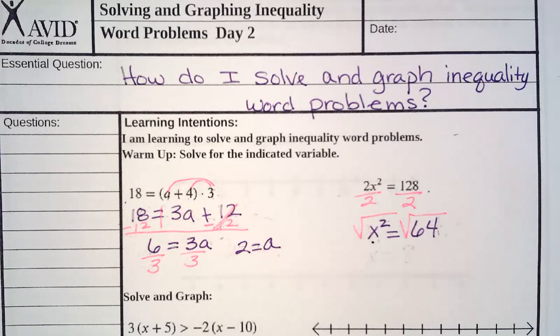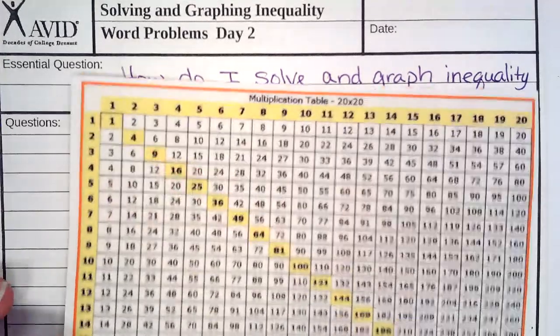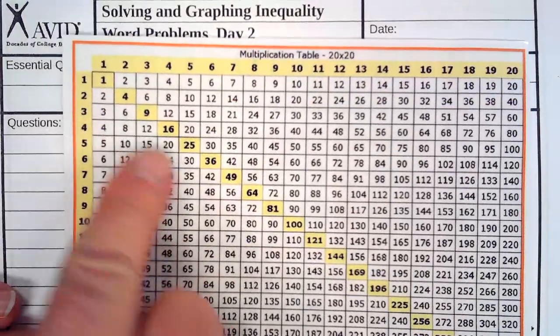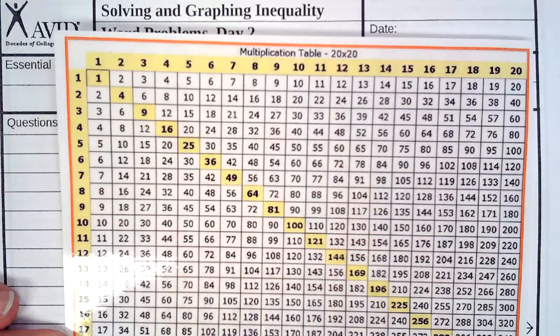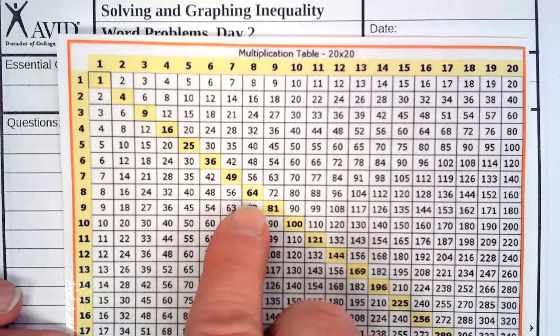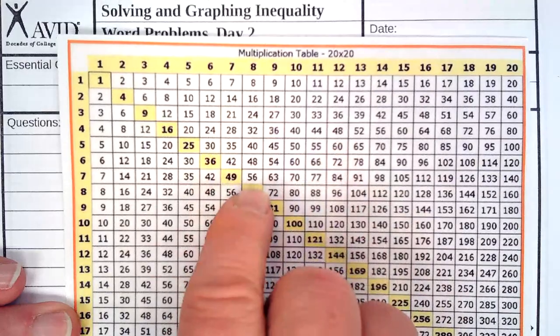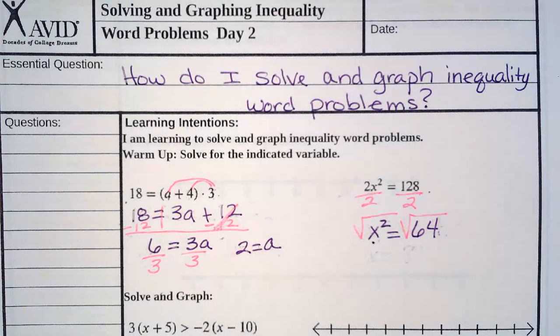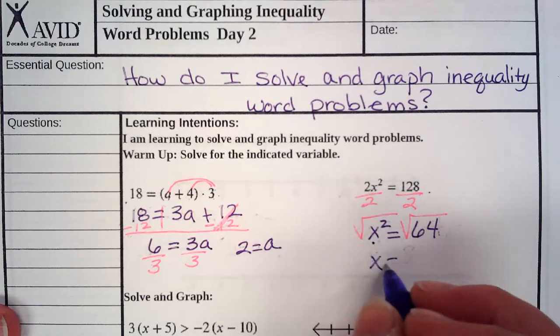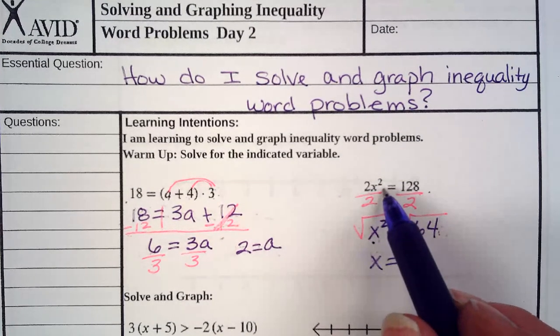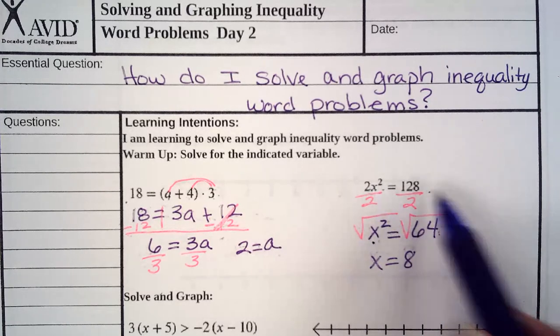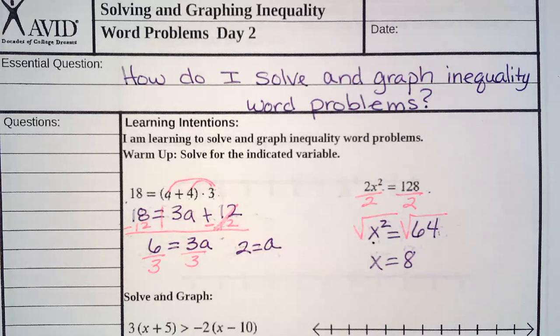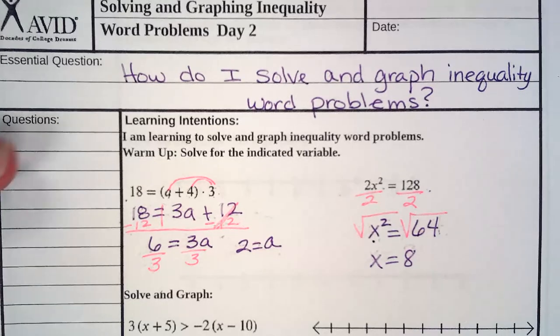Now, if you've got your multiplication tables, if you notice, we've got that diagonal. That gives us our perfect squares clear up to 400. But I'm looking for 64. So when I go up, it's 8. When I go to the side, it's 8. 8 times 8 equals 64. So the square root of 64 is 8. 8 times 8 is 64. 64 times 2 is 128. So hopefully you were able to get that answer. If not, you learned something new today.